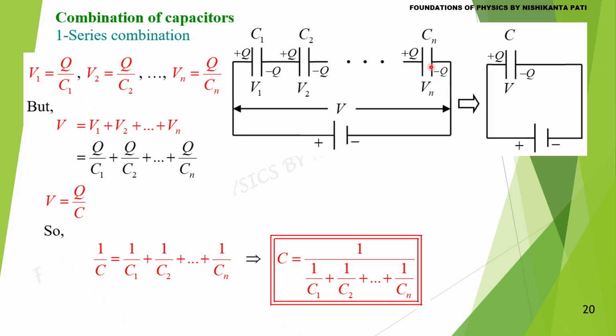This series group of capacitors is equivalent to a single capacitor. Of this equivalent capacitor, the first plate is this plate, the second plate is this plate. So the charge on the capacitor is Q and the potential difference across the capacitor is V. Let the capacitance be C. So V equals Q by C. Hence 1 by C equals 1 by C1 plus 1 by C2 up to 1 by Cn. In this series grouping, the effective capacitance is less than each of these capacitances.